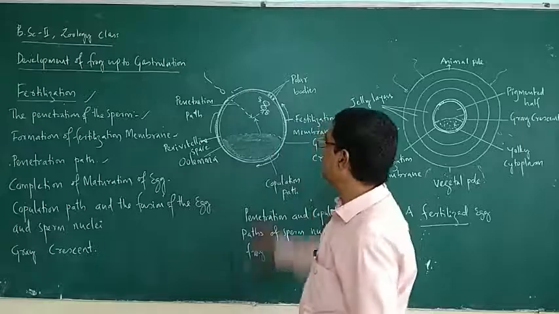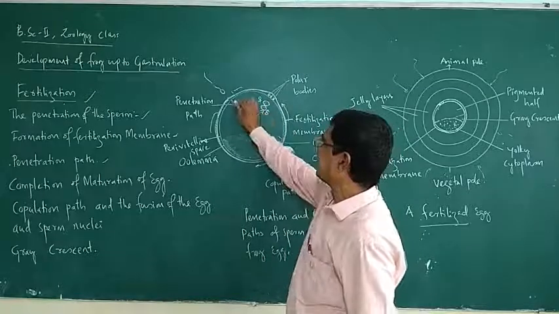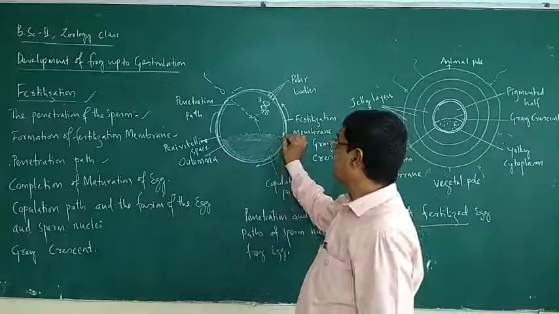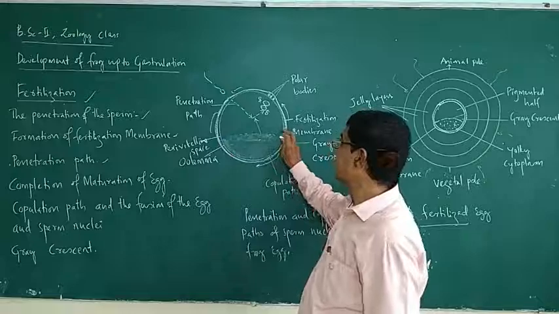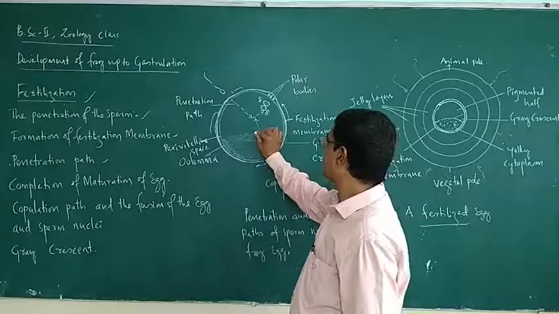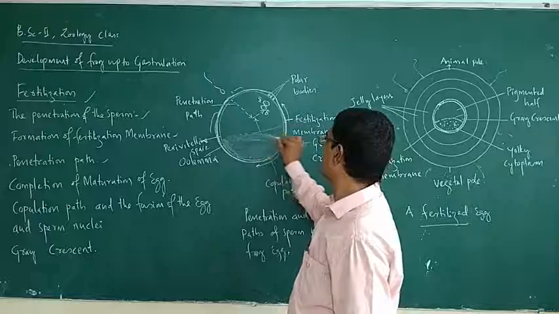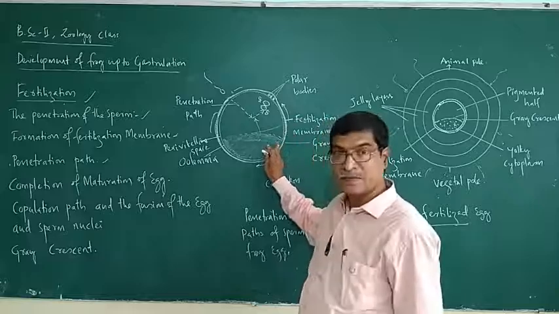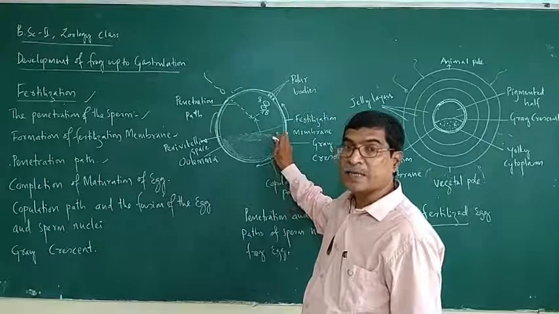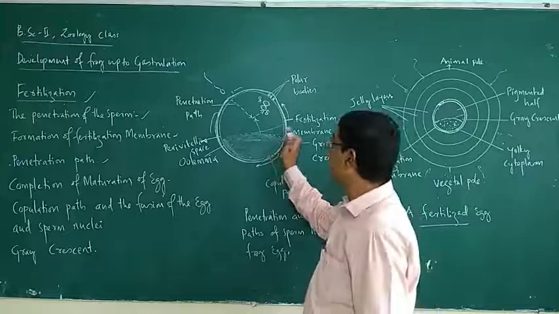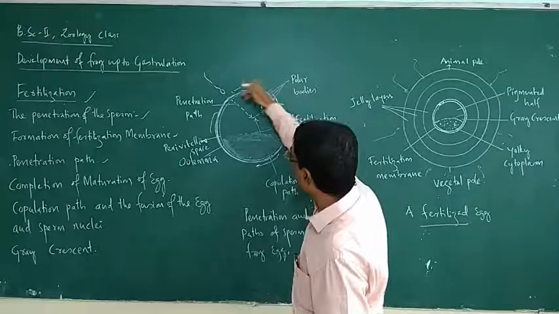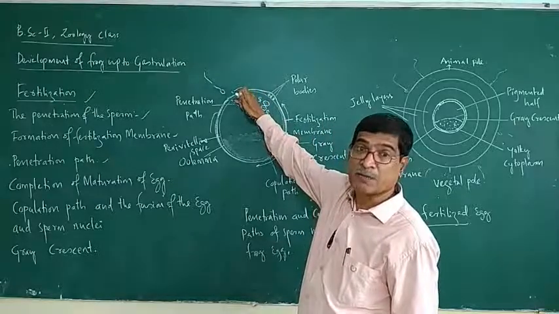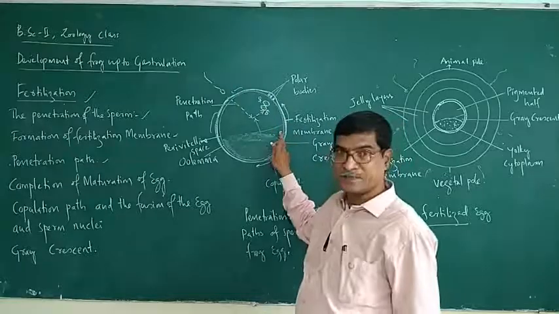As a result, what happens? On the side exactly opposite to the point of sperm penetration, the color changes. This part is neither dark in color nor white in color, neither dark nor white, because of the movement of the cortical cytoplasm towards the point of sperm penetration.